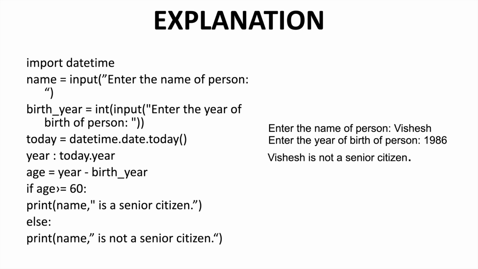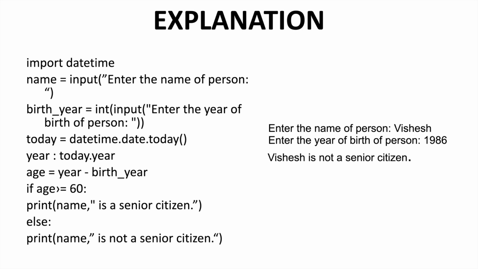Okay. Now, after asking the name and the birth year from the user, what I'm going to do here is today equals datetime.date.today. That means I'm using today's date. Why am I using today's date? Today's date is a built-in function. It is mainly used to take today's date. I have to use today's date to find out the age, right?